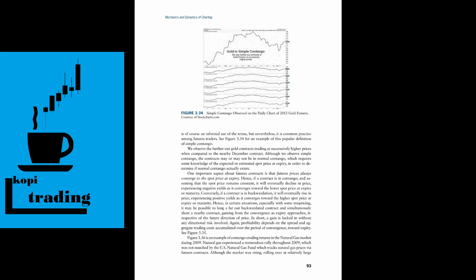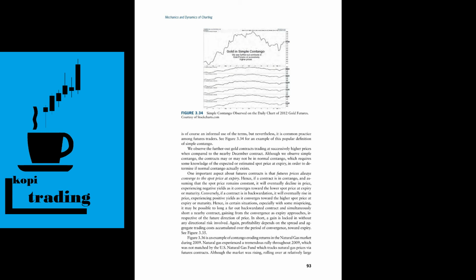We observe the further out gold contracts trading at successively higher prices when compared to the nearby December contract. Although we observe simple contango, the contracts may or may not be in normal contango, which requires some knowledge of the expected or estimated spot price at expiry in order to determine if normal contango actually exists.